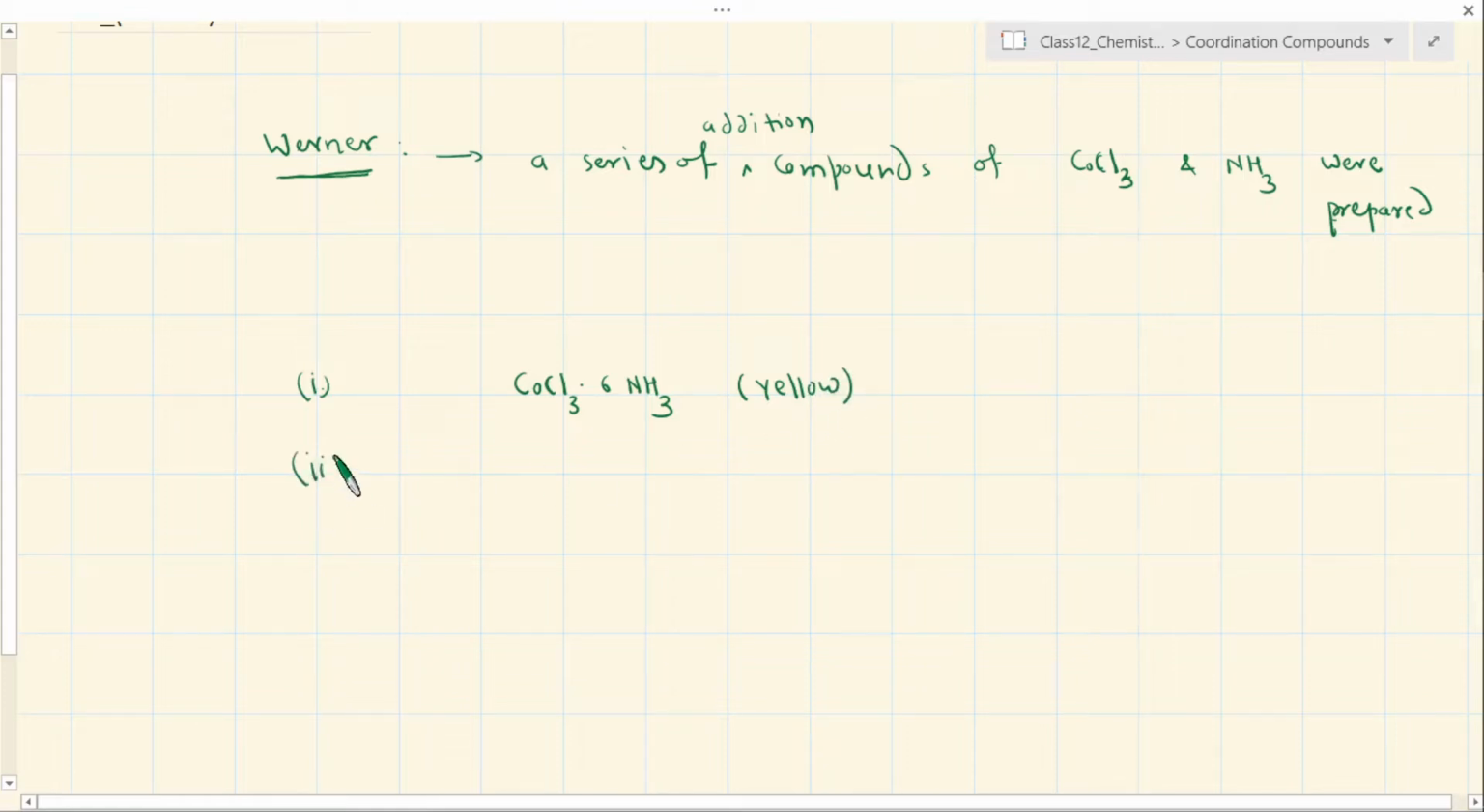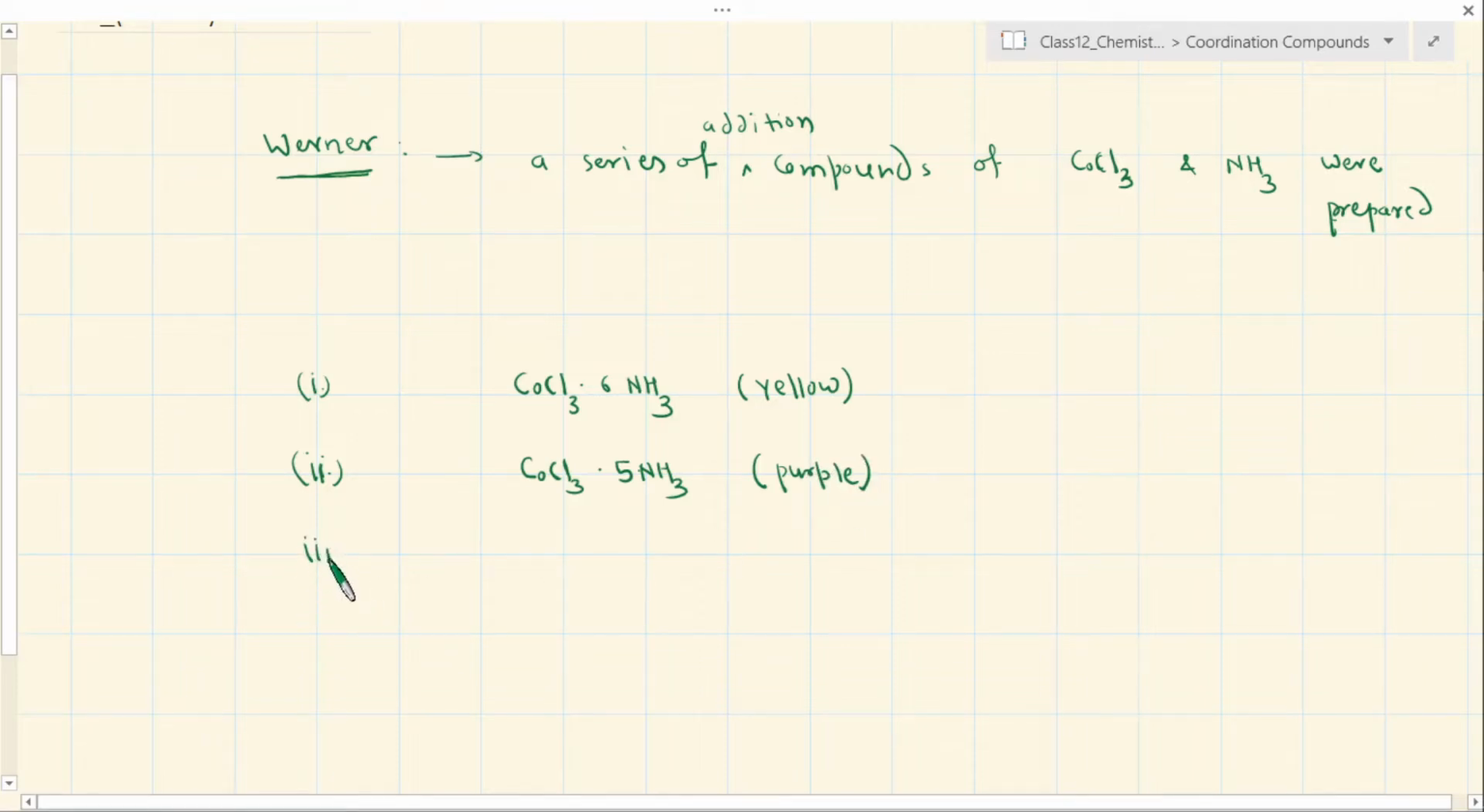Another compound which was also possible to be prepared by using the same kind of substances, aqueous solution, under different experimental conditions, was CoCl3·5NH3. You get only 5 ammonia in this compound in the stoichiometric proportion, and the color of this compound was purple.